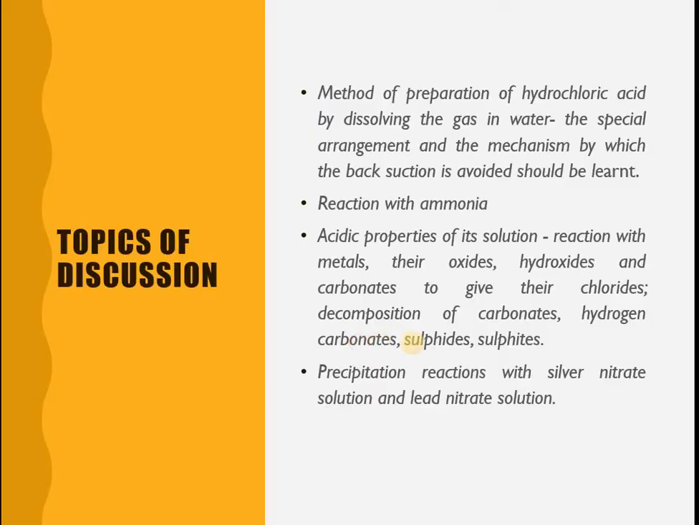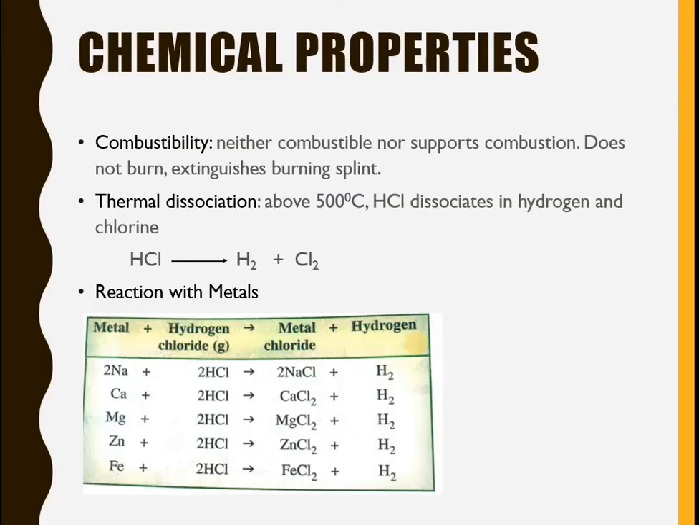We'll be discussing the method of preparation of hydrochloric acid by dissolving the gas in water, and there is a special arrangement and mechanism by which the back suction is avoided. Then reaction with ammonia, then acid properties of its solution, reaction with metal oxide, hydroxide, carbonate, and then precipitation reaction with silver nitrate solution and lead nitrate solution.